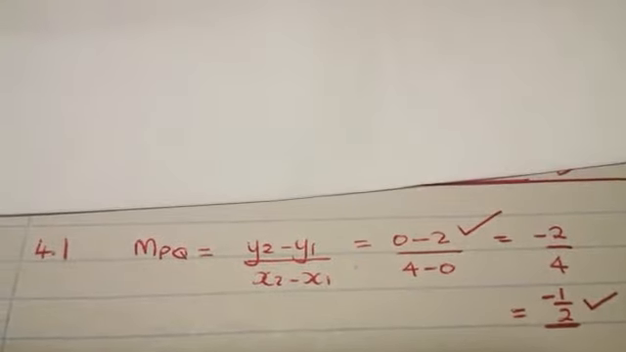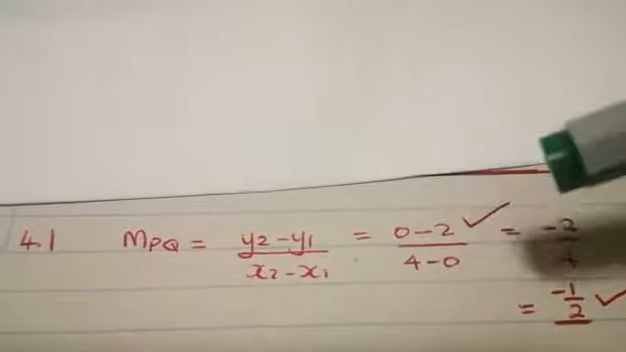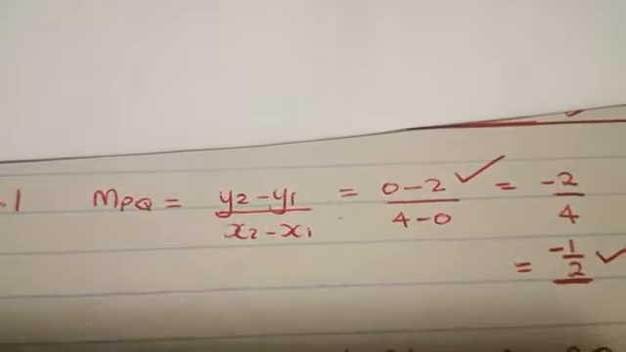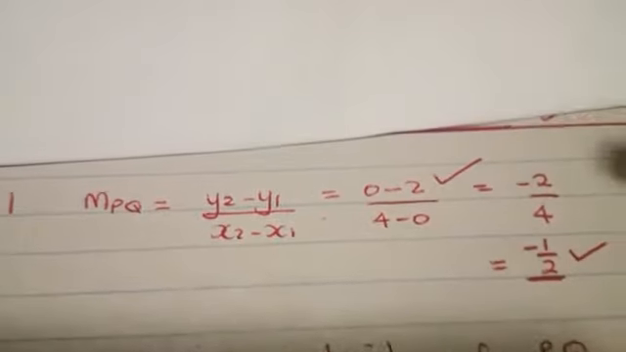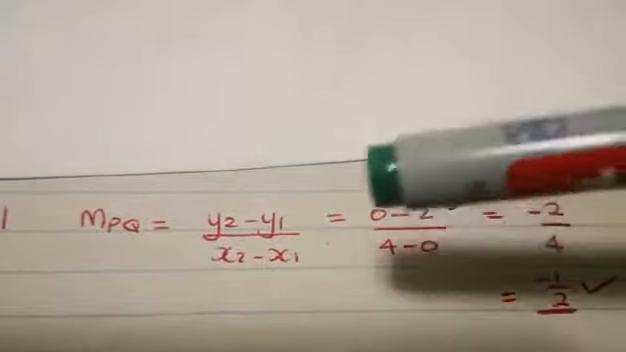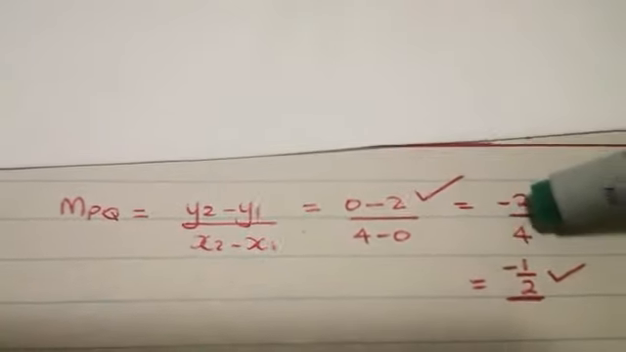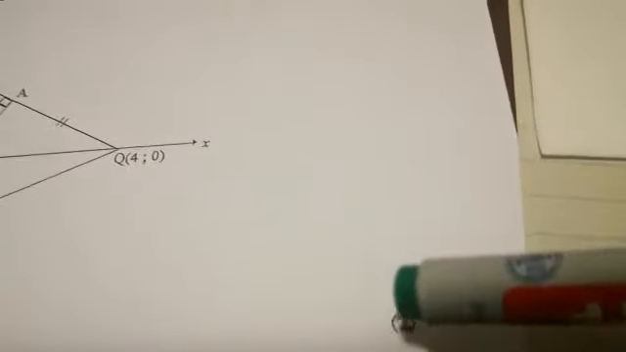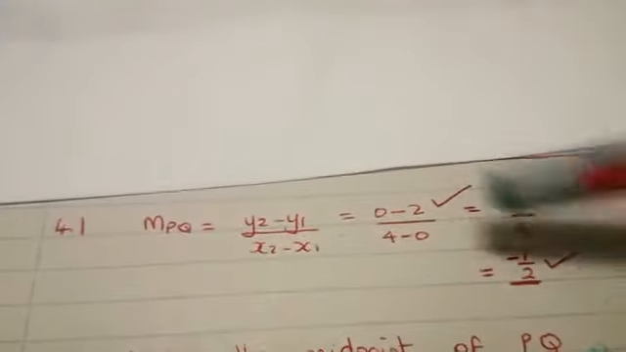So whatever you calculate, it must show that the answer is negative 1 over 2. I have done the calculation. For PQ, y2 minus y1 over x2 minus x1, or you could have said yP minus yQ over xP minus xQ. Then I substituted the coordinates. It is 0 minus 2 over 4 minus 0, which simplifies to negative 1 over 2. So the marker location is 2, so I've even shown you how the marker location will be.